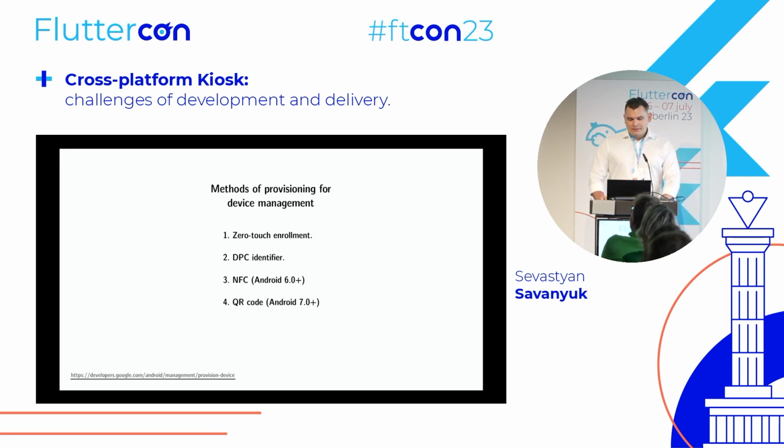Now, this list is not exhaustive by any measure, because the provisioning for device management depends on the device type and the use case. But for Kiosk, you basically have 4 options. You have zero-touch enrollment, the PC identifier, and NFC and QR code. The first one, zero-touch enrollment, is I think by far the most seamless one to use to provision your device. But it is also a paid method in most cases, and you need to cooperate with third parties in order to achieve it. The same goes for the PC identifier.